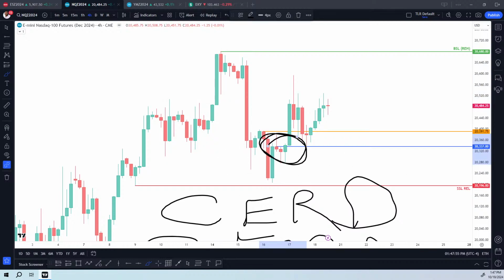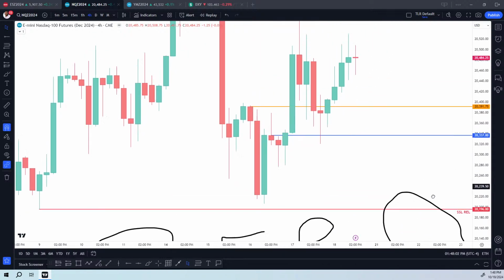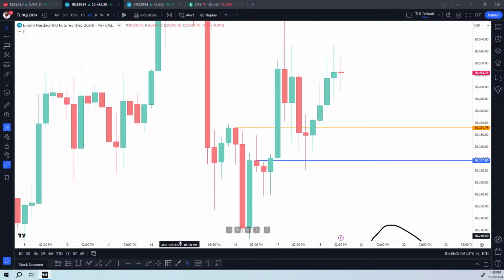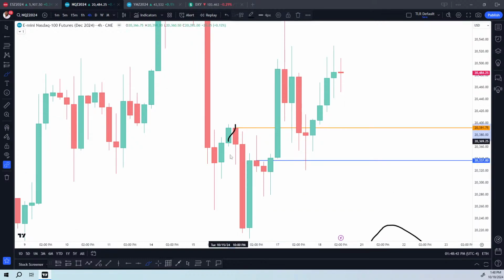Now, embedded inside there, we have a secondary change in state of delivery here. It's embedded, because we came down here and then we traded back up above that right there. That gives us an order block right there. Where is this order block residing right here? It's inside what? Inside the other order blocks. Yes. This order block is inside this order block, and price rallied away from it.